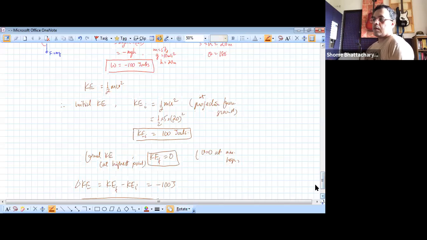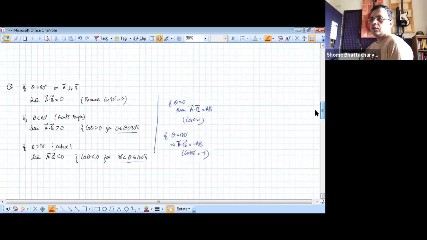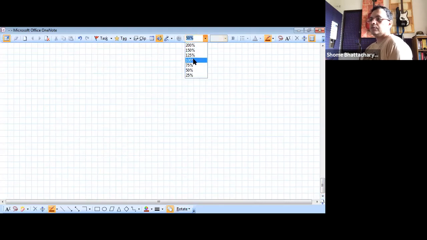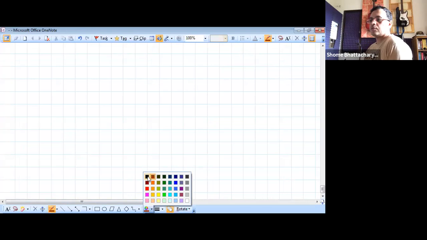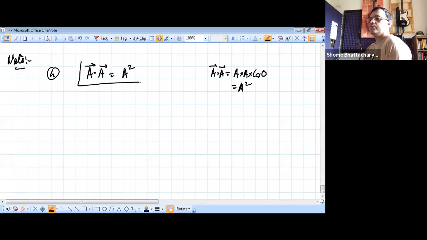Alright, done now. Now let's come to the next point. We were discussing, I think, point number 3, which was about the angles. Now the next property of scalar product: the dot product of a vector with itself just becomes the square of its magnitude. This is very obvious because A dot A will be magnitude of A into magnitude of A into cos of 0. So that's magnitude of A square.